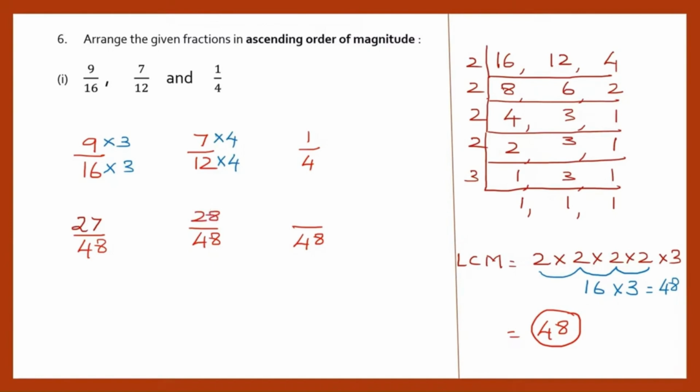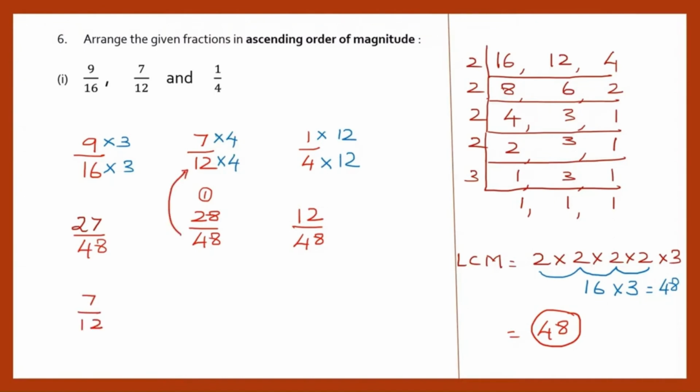Last fraction, 4 into what is 48? 12. 12 fours, we saw it in the previous fraction. So 4 12s are 48. I multiply 1 also by 12. So now I get 1 12s are 12. So I've got 3 fractions which are like fractions now. They all have the same denominator. Let's look for the greatest numerator, 28. So this is the greatest fraction.